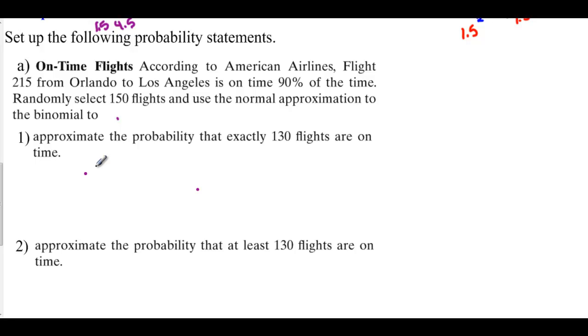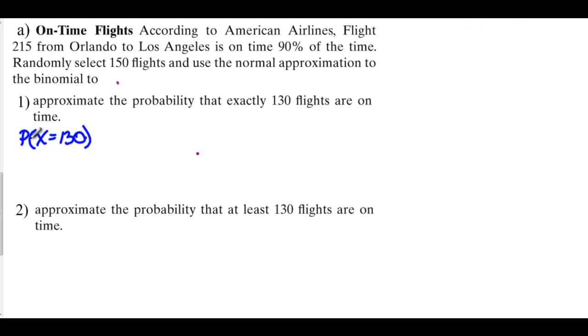And if one flight's on time, that's not going to impact whether another flight is on time. So whenever we're talking about Orlando to Los Angeles, they don't have those planes leaving every 5 minutes to where if one's a few minutes late, then the next one will be. So one's not going to impact the other. They're all going to be independent. So it wants us to approximate the probability that exactly 130 flights are on time. In terms of the binomial experiment, it wants the probability that x equals 130 flights.